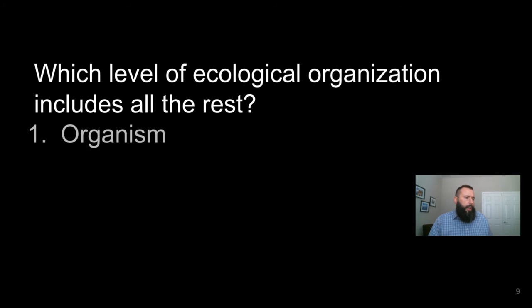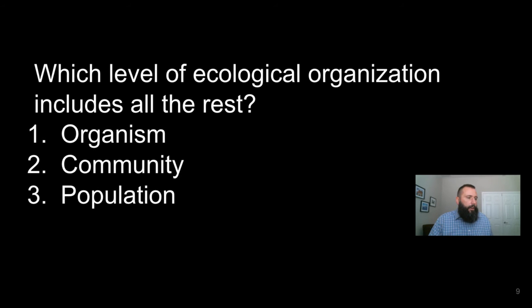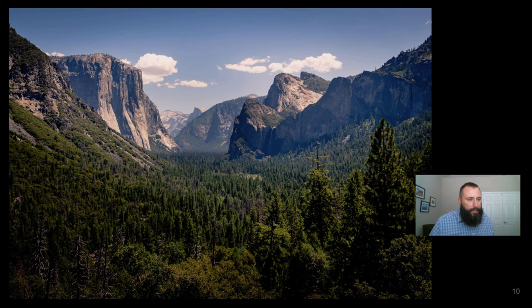So here's what a question might look like on an exam. I've got 1, 2, 3, 4. Which level of ecological organization includes all the rest? Take a moment, think. The correct answer is 4, ecosystem, right? Think about it. An ecosystem is a community of populations of individual organisms. And so ecosystems contain or include all the rest of them listed.